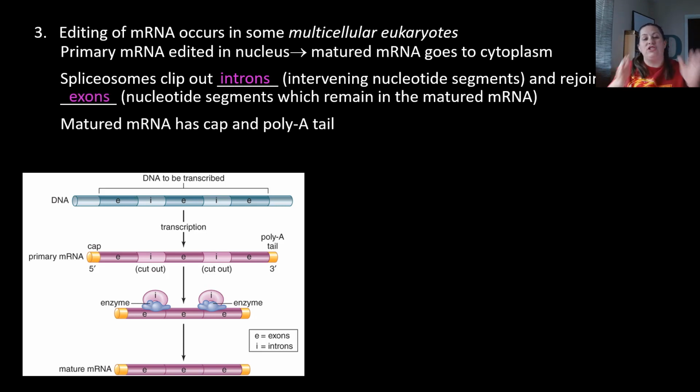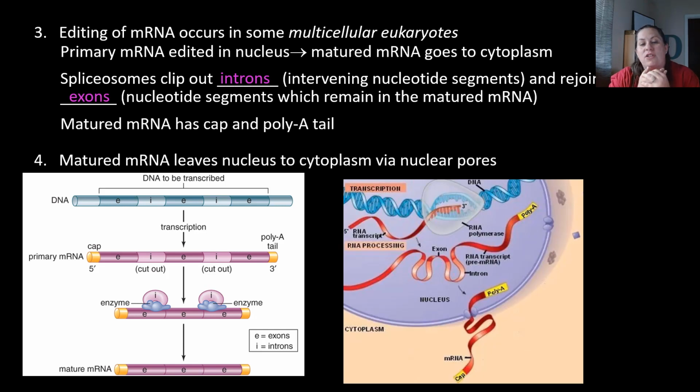So guys, this is actually how they used to edit old camera film for old movies. They would cut the film, cut the scene out, and then paste the two sides back together. And this is kind of what's happening here. Matured messenger RNA then gets a cap put on and a poly A tail, and it's ready to leave the nucleus. It leaves the nucleus into the cytoplasm through those little nuclear pores.